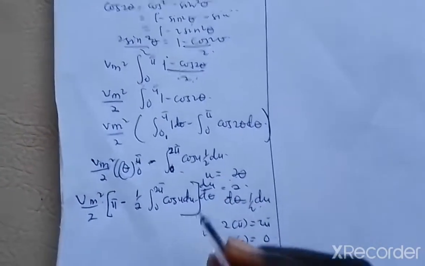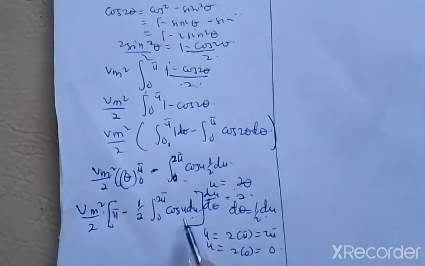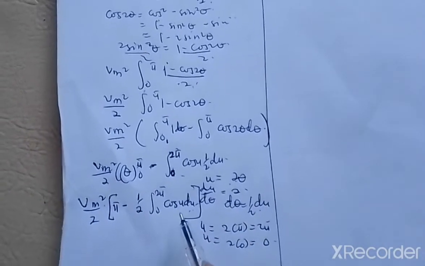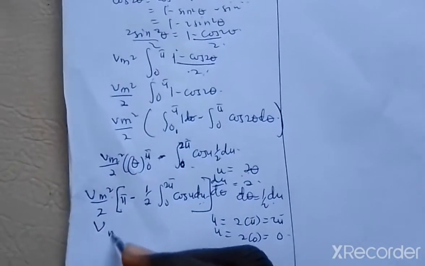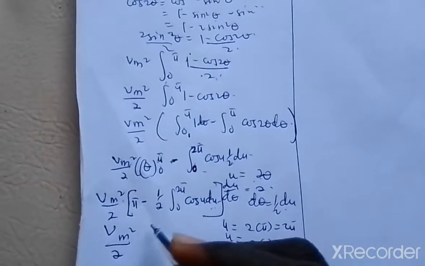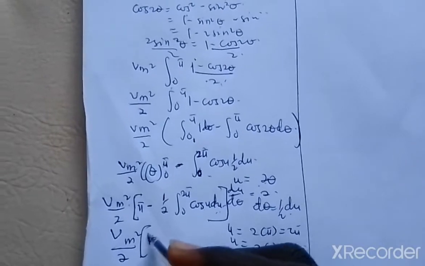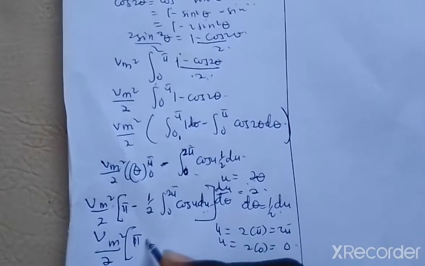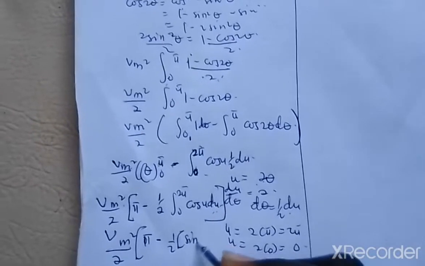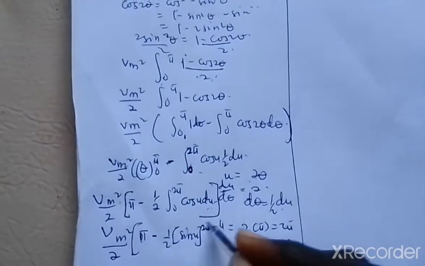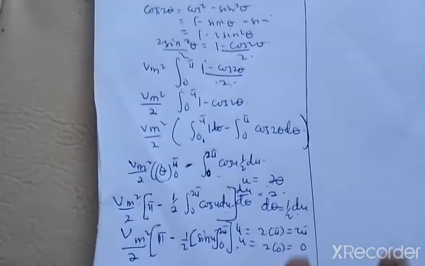So to integrate cos u du, you know that the integral of cos u is sin u. So that will give me Vm squared on 2 all over, minus, open bracket, pi minus half sin u, my upper limit 2 pi, then 0 finally.